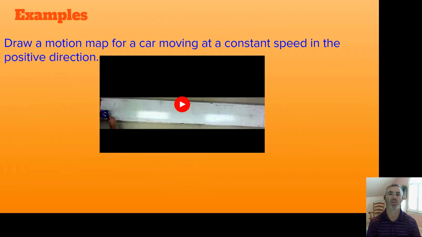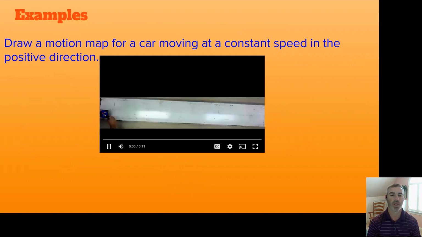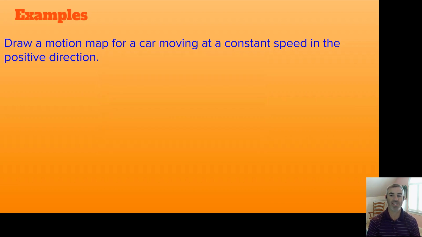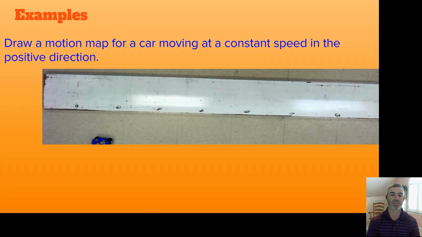So the first one, we're going to start with just an object moving in a positive direction at a constant speed. You can see as the car starts moving, we start placing dots in front of the car. And you can see that the car moves the same increment each time. We'll blow that up and you can see the dots are about the same increment apart. So we're going to use that to draw our motion map.